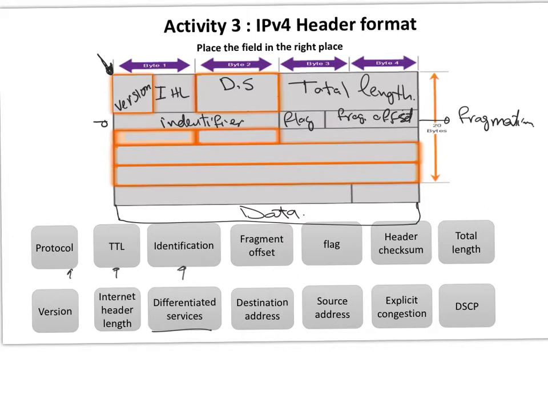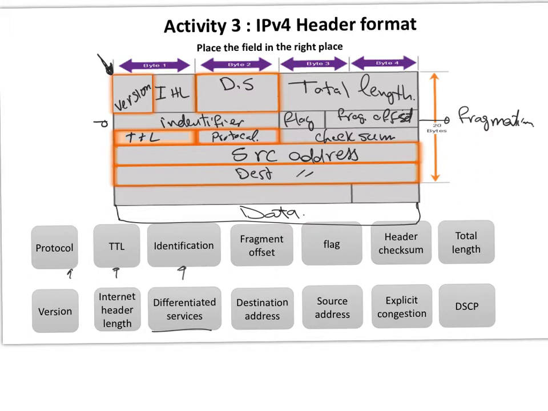Okay. The third row, we have what we call time to live, or TTL. Okay. And then we have what? The protocol. Bravo. Okay, that's right. Okay. And then we have the checksum. Okay. Then we have two rows: one is the source address, which takes 4 bytes, and one is the destination address.